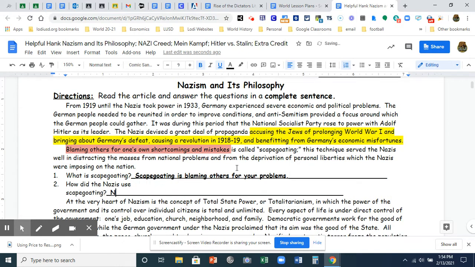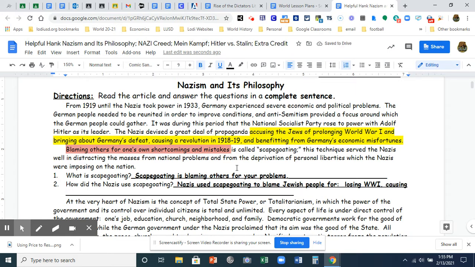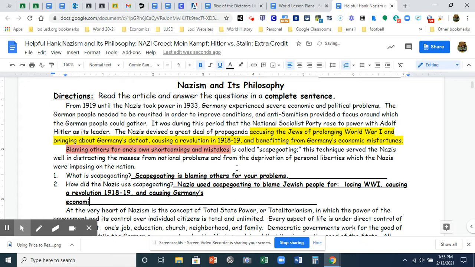How did the Nazis use scapegoating? Now, if you don't have that part, it's not going to be very good. To blame Jewish people for everything. I can't say everything. You have to be specific. I know it's going to be a list, so I'm going to write a colon: losing World War I, causing a revolution in 1918-1919, and causing Germany's economic depression.